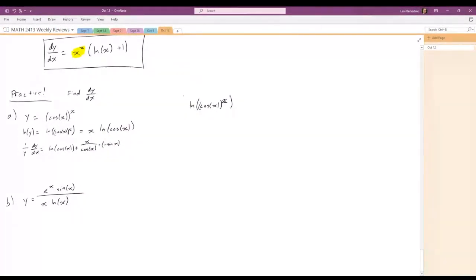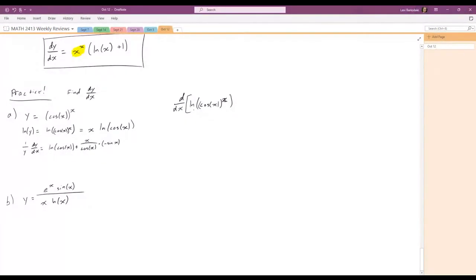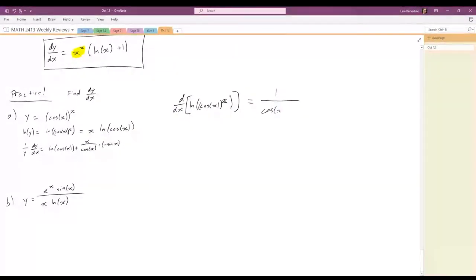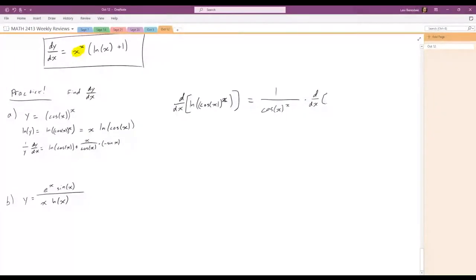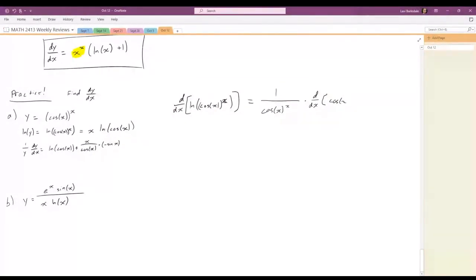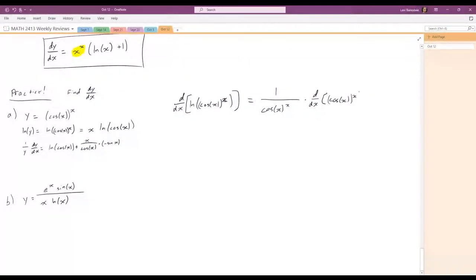So let's try it and see what happens. Well, then I would have 1 over cosine of x to the x multiplied by the derivative of cosine of x to the x. Well, this is the same problem we started with. So that's the reason why, because we still don't know how to take the derivative of cosine of x to the x. That's why we decided. You just put the x in front of it. Yeah, you put the x in front of it because of the ln. Right, because that's what our log rule allows us to do.